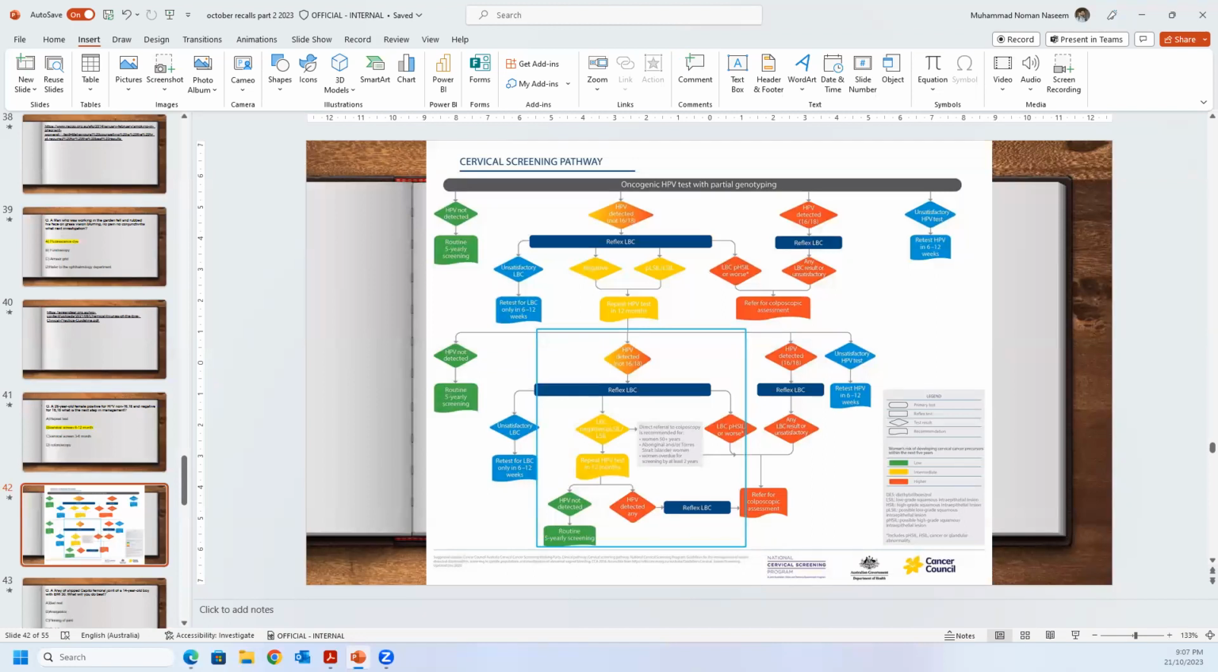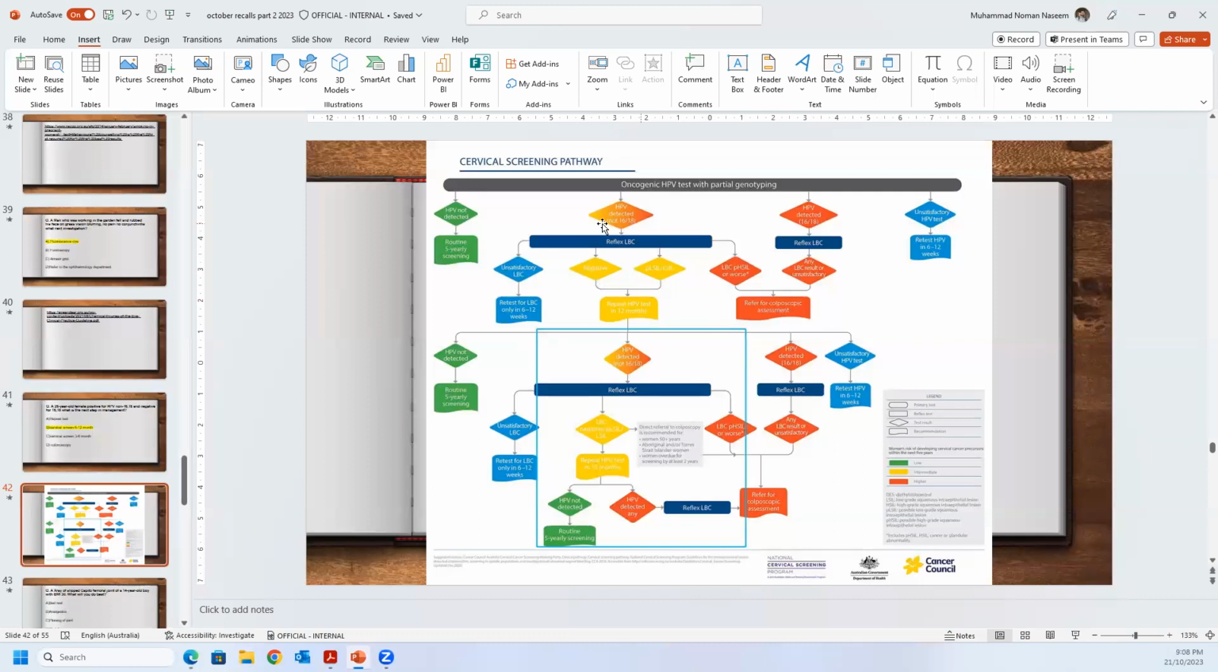So non-16-18, do liquid-based cytology, positive or negative, doesn't matter, repeat again in 12 months. If negative, 5-yearly screening. If positive, any type, then you do a colposcopy. If it is 16 or 18 detected, doesn't matter the result of the liquid-based cytology, we refer the patient for colposcopic assessment.